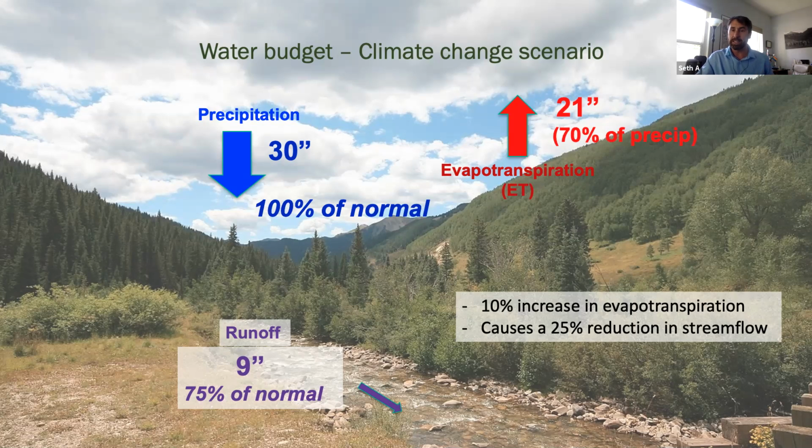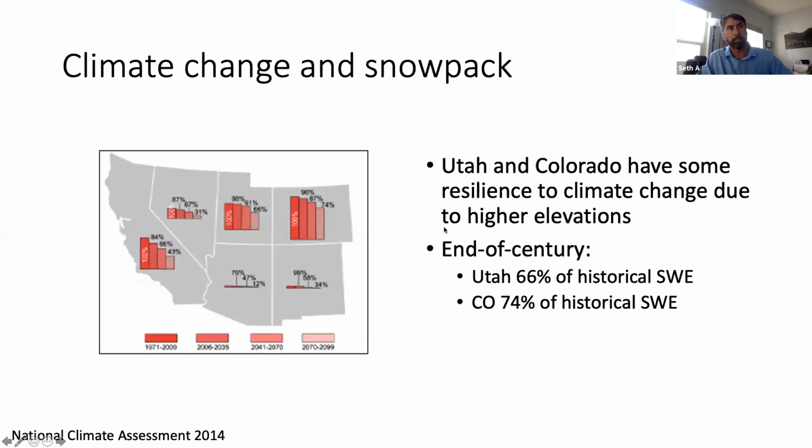So this is an example of the kinds of things that could happen in the future when thinking about increases in temperature, increases in potential evapotranspiration, and how that might impact runoff. In this case, and I don't think we should use this as a rule of thumb for everywhere in the region, but in this simplistic case, a 10% increase in evapotranspiration caused a 25% reduction in stream flow.